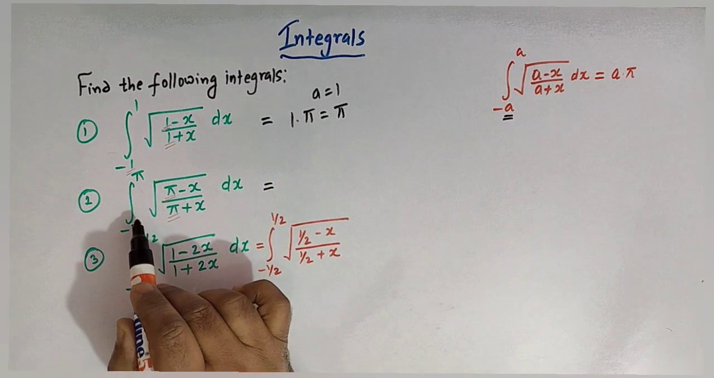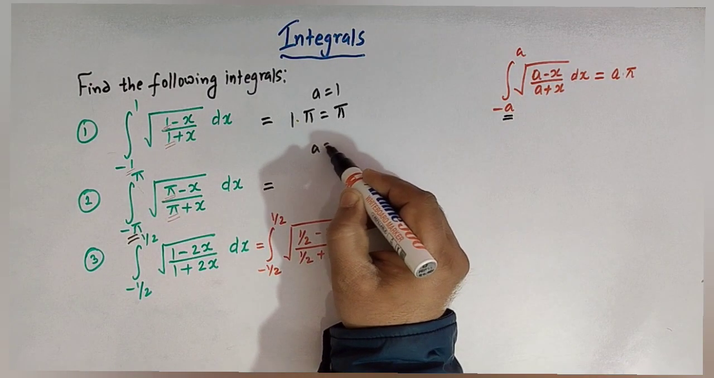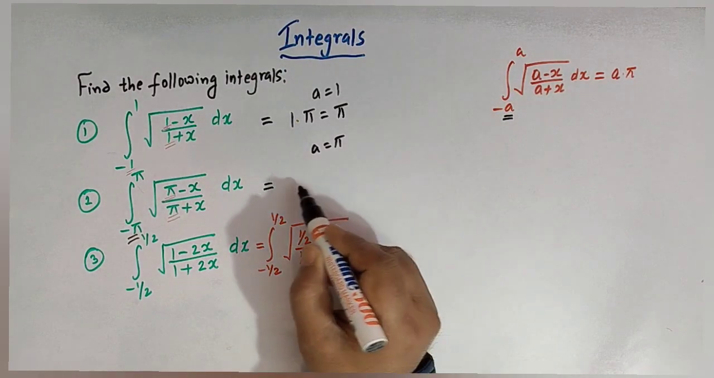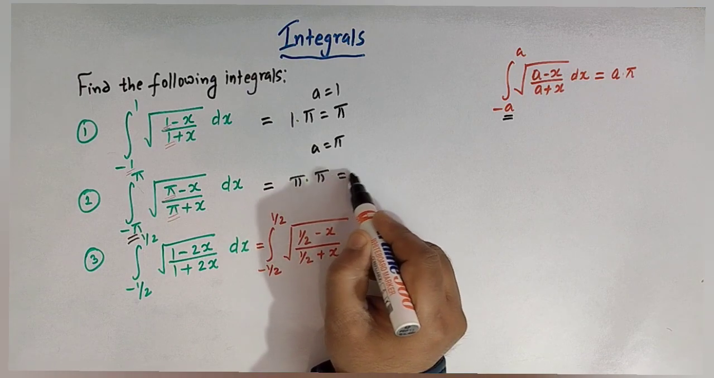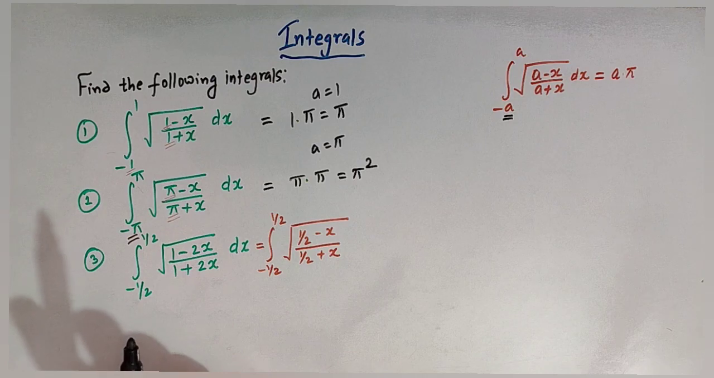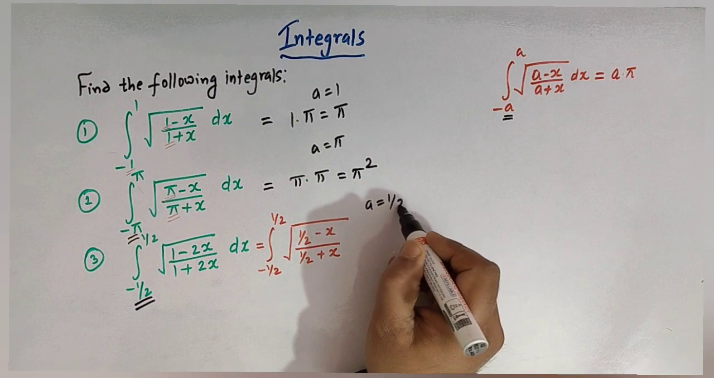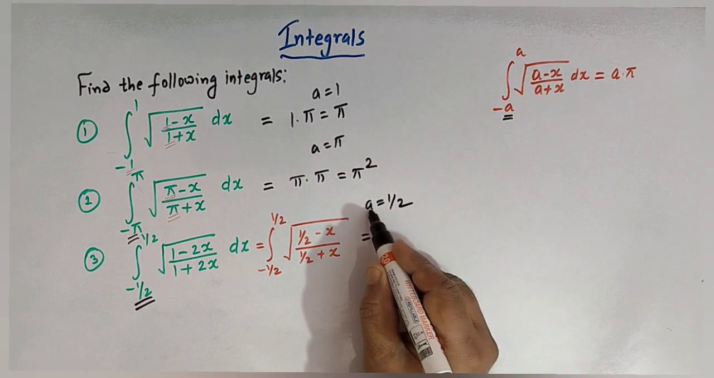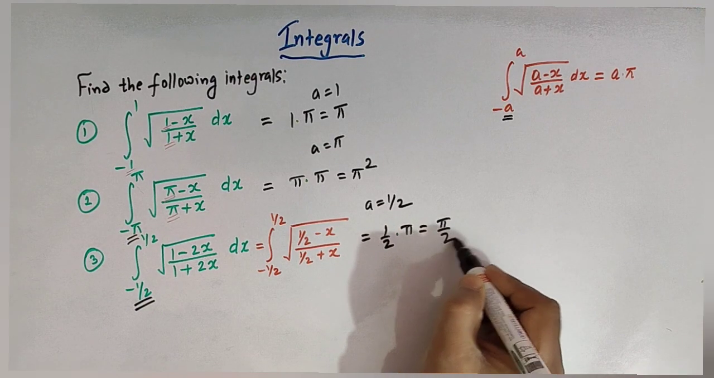Now in the second integral, the value of a is equal to pi, right? So the value of this integral can be written as a pi. So for a we have pi, so here we have pi times pi, so this is pi square, right? And in the third integral, the value of a is equal to half. So the value of this integral is equal to a pi. For a we have half and we have here pi, so this is pi by 2.